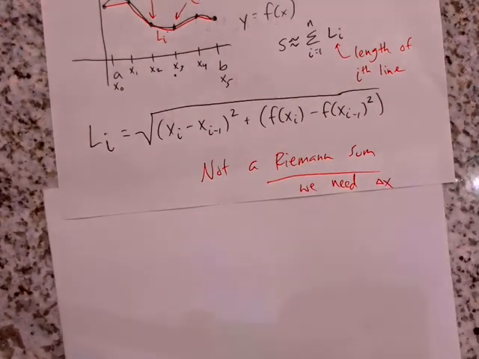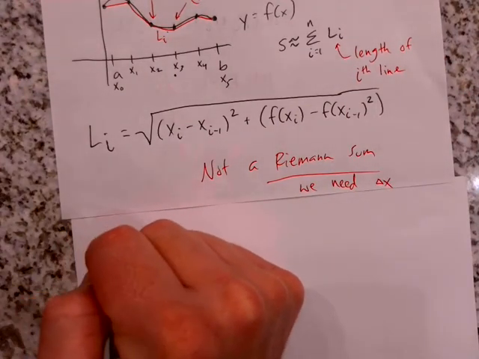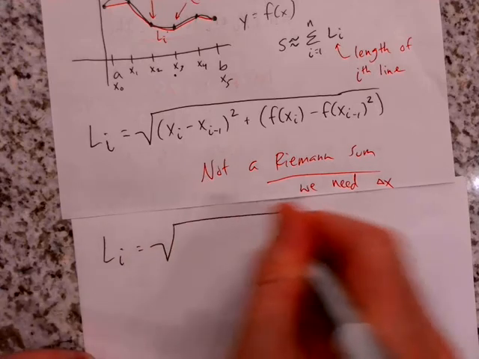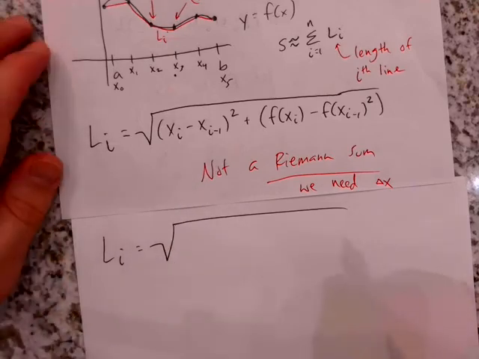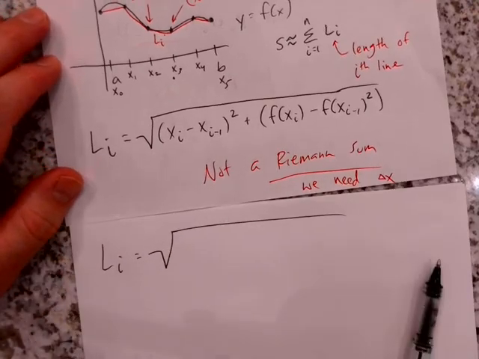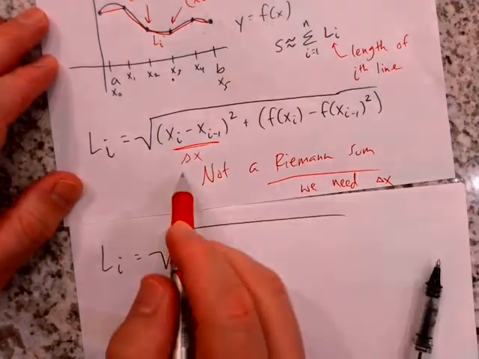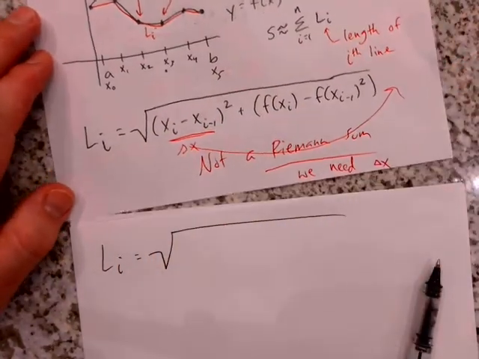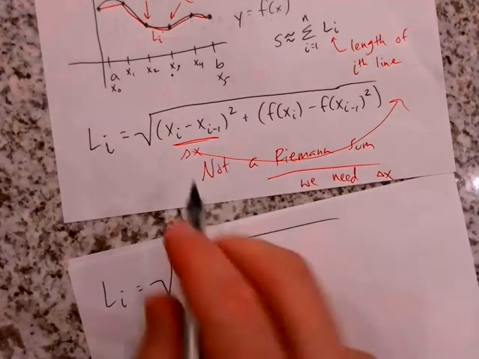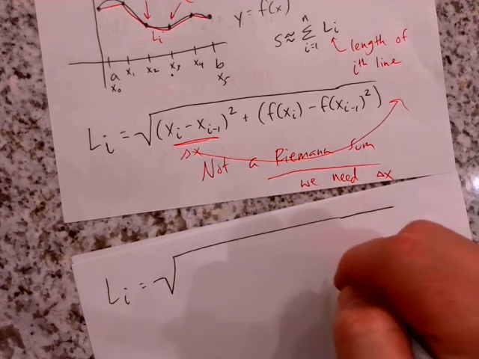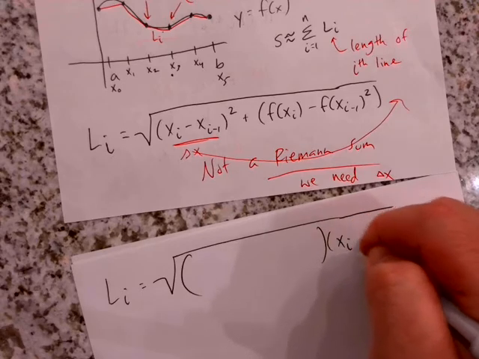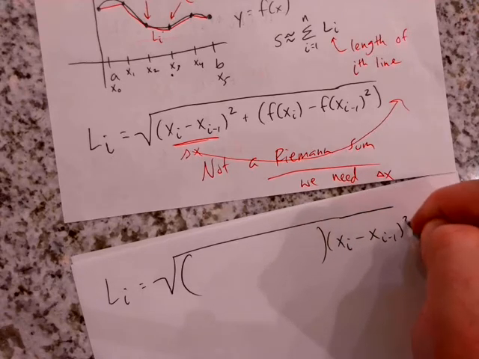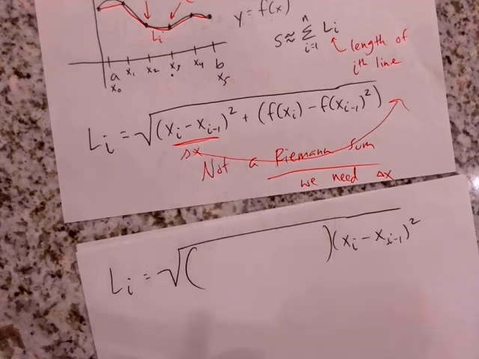So we do a bit of algebra to it. So L sub i is the square root. We factor out x sub i minus x sub i minus 1, because when you think about it, this is delta x. So we need one of these at the end of our expression. So we're going to do some factoring here. We're going to factor that out, and we'll put it at the end of our expression. So we'll have something in there, and then at the end we'll have the x sub i minus x sub i minus 1 squared. When we factor this out of the first term, it gives us 1.